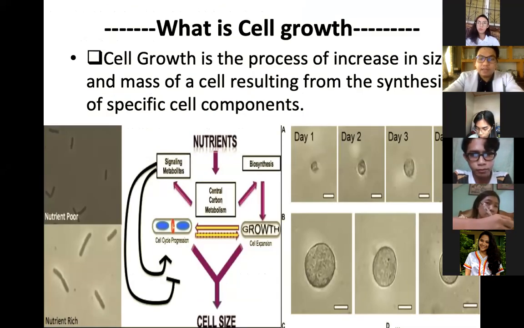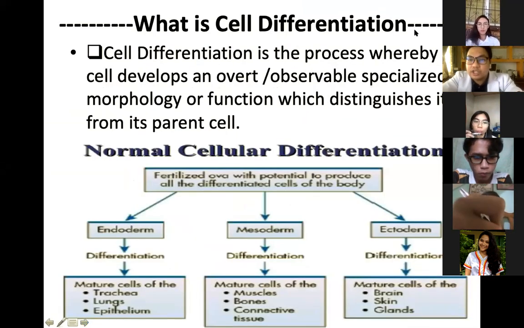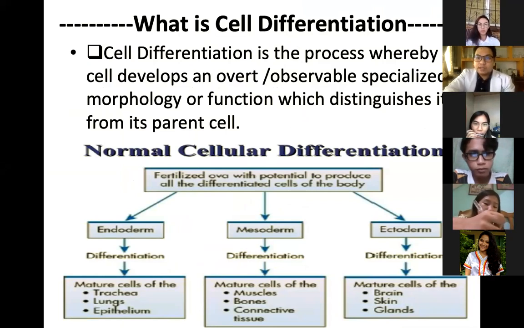So yung development. So what is the difference between cell growth and cell differentiation? So cell growth is a process of increase in size and mass of a cell resulting from a synthesis of specific cell components. So lalaki ang cell at bibigat. Okay? So, cell differentiation, class, is a process whereby a cell develops an overt or observable specialized morphology or function, which distinguishes it from its parent cell. Okay.